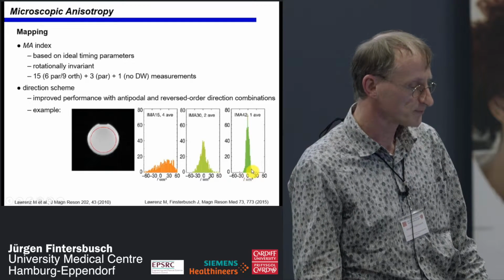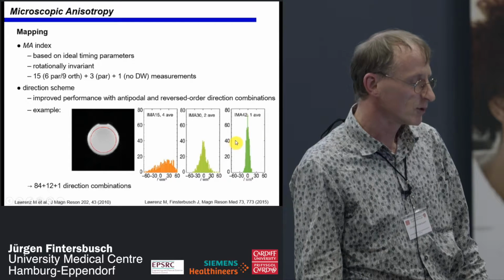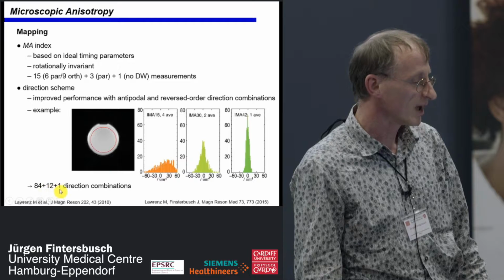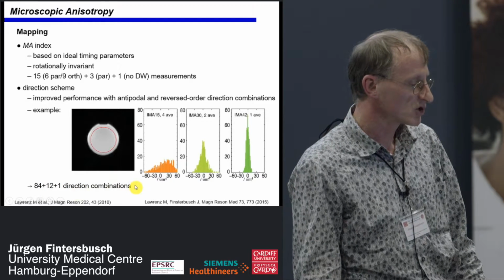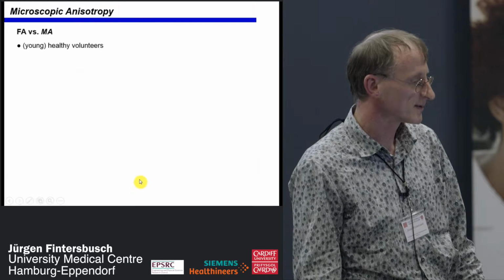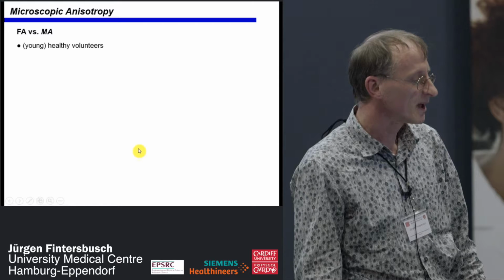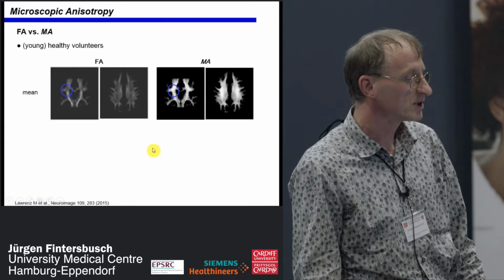So it's recommendable to use at least 42, but if you really want to have very good data, it would be better to have even 48 plus 12 plus 1. So we ended up with a direction scheme of 96 directions, which we used for the subsequent acquisitions. So we went to young, healthy volunteers, about 20, I think, and measured FA and MA in their brains, in their white matter in particular.